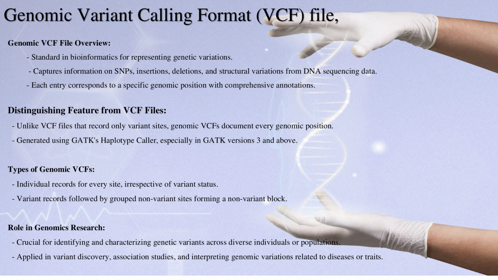In contrast to VCF files, which exclusively record variant sites, genomic VCFs document every position in the genome, whether variant or non-variant. These genomic VCFs are generated using the GATK program called HaplotypeCaller, particularly in GATK versions 3 and above. 2 types of genomic VCFs can be produced, one featuring individual records for every site, regardless of its variant status, and the other containing individual variant records followed by grouped non-variant sites, forming a non-variant block of records.